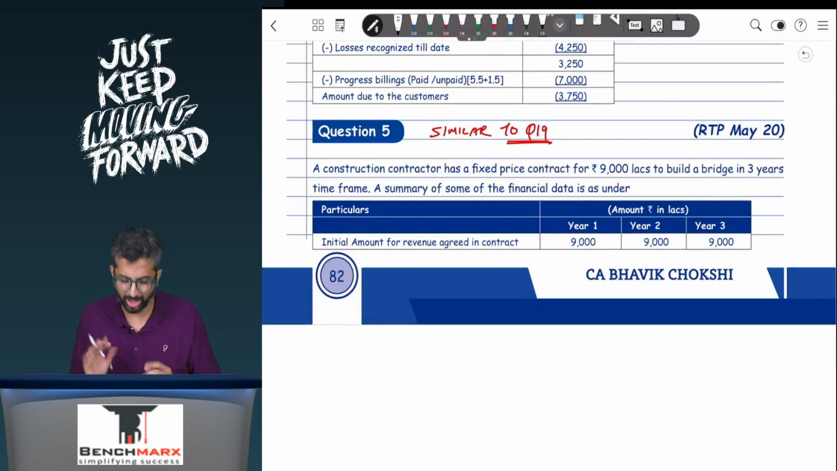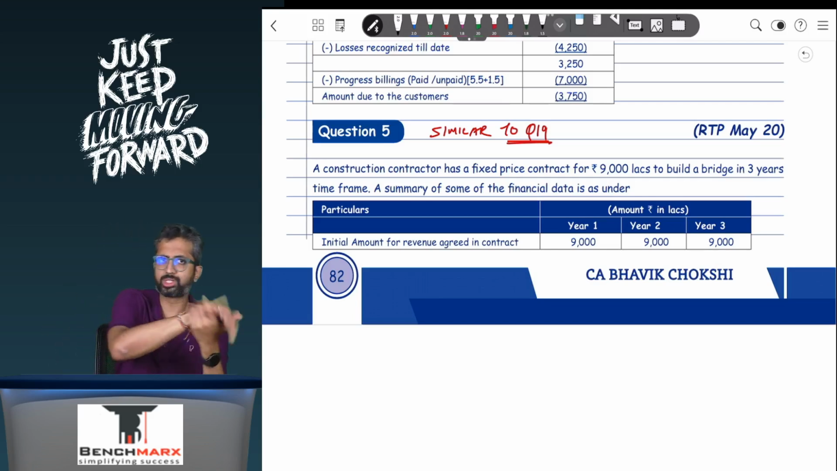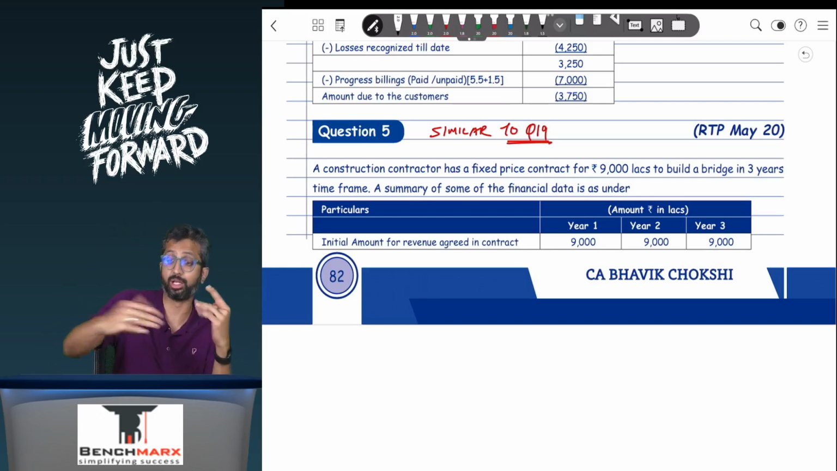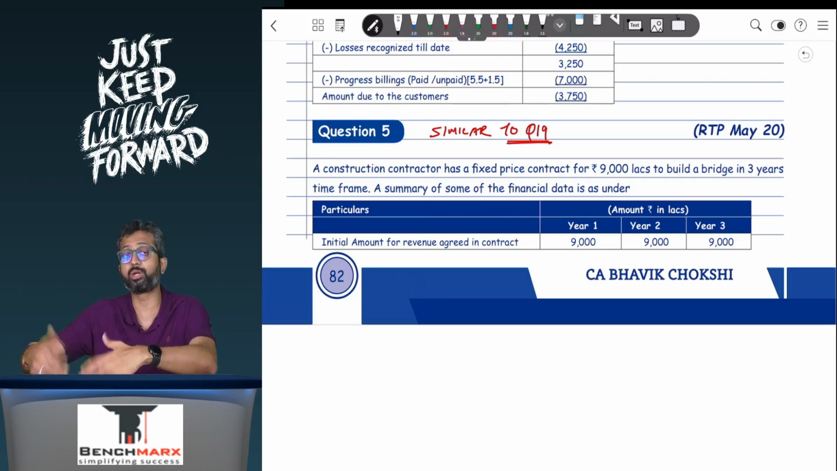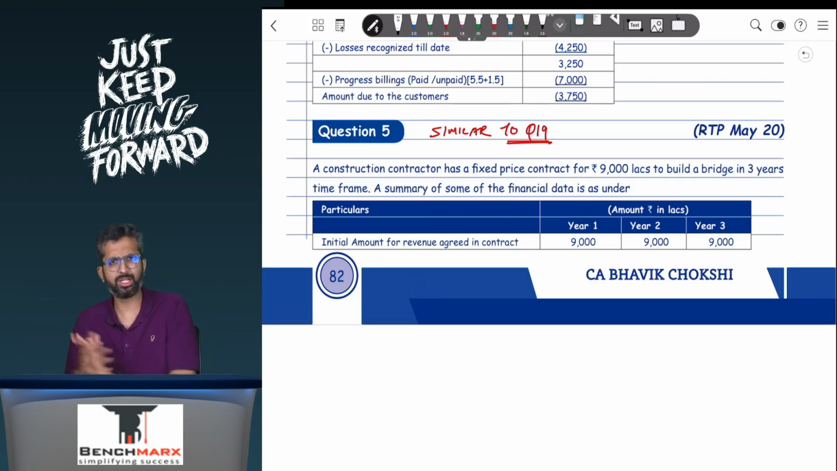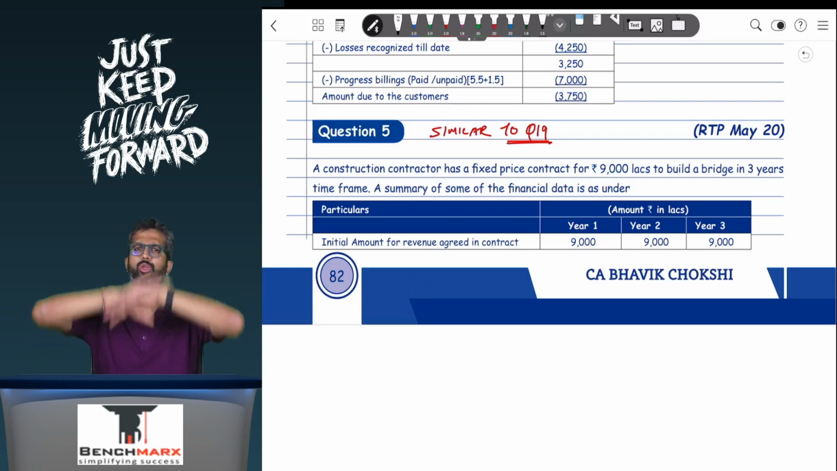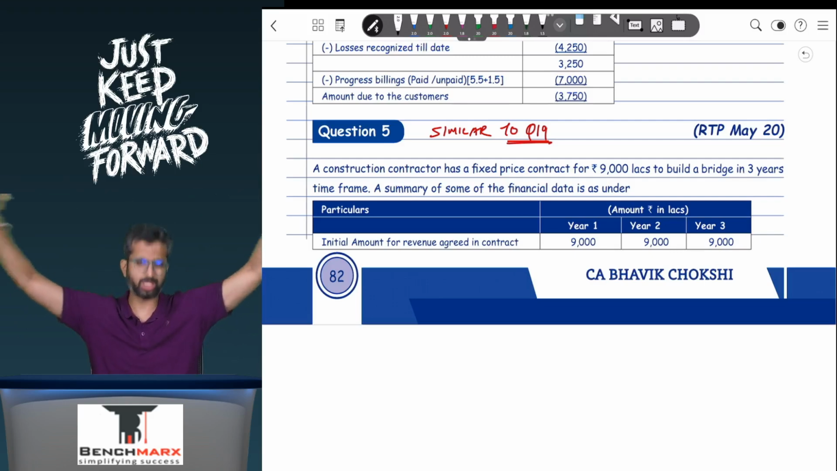Here there's one additional adjustment for that unused inventory which was unutilized in the second year. Here they have separately said that it will be utilized in the third year. Even in question 19 that is the case. However, in question 19 if nothing is given, we'll assume that 205 is all inclusive of all the costs incurred.